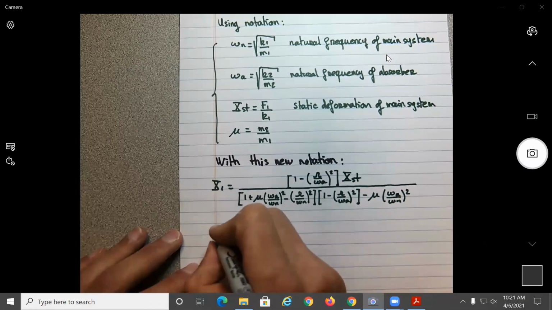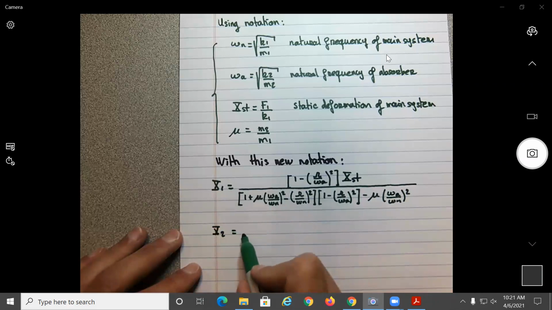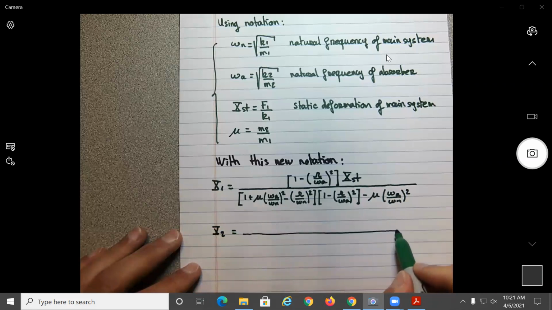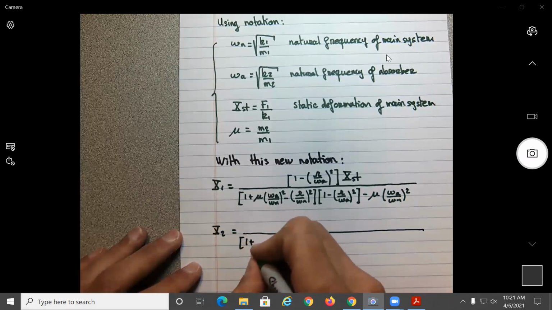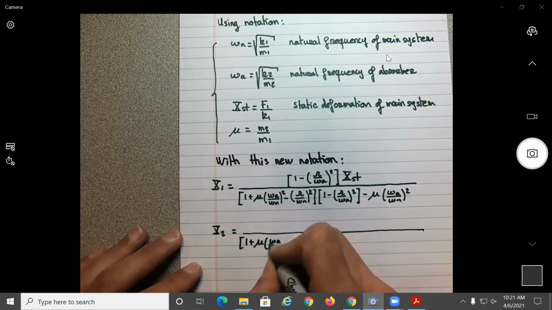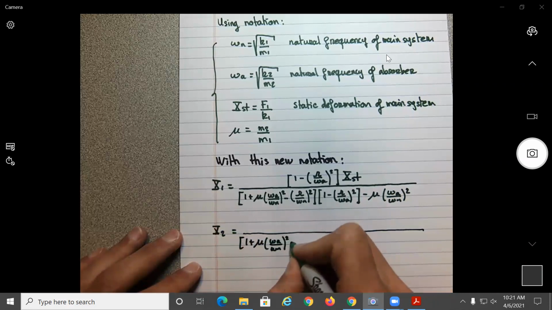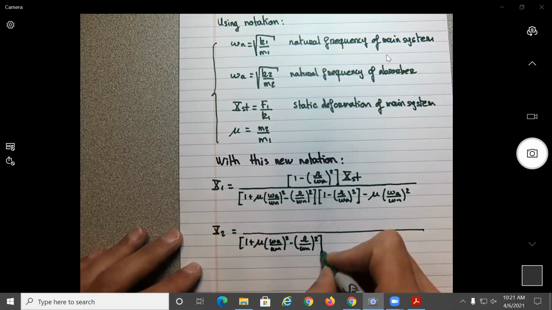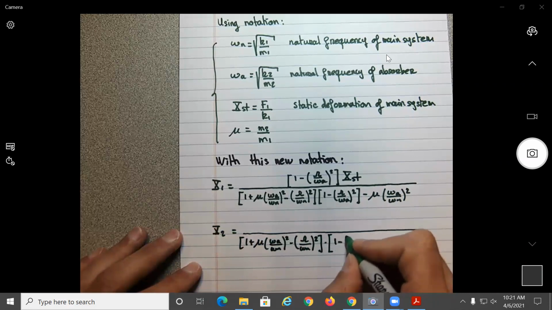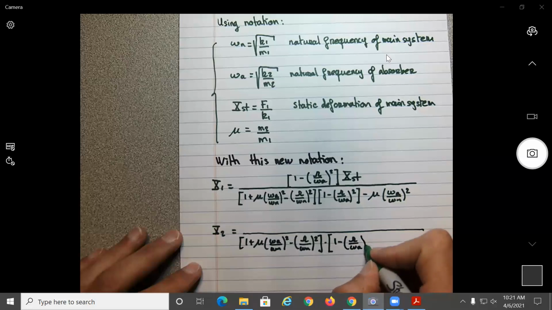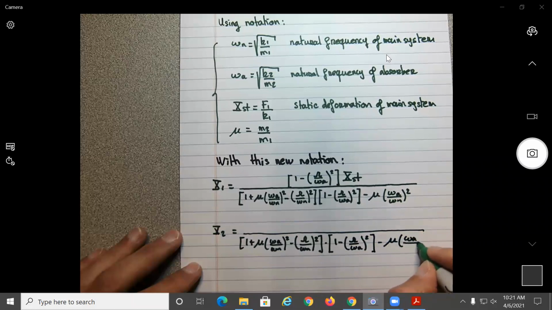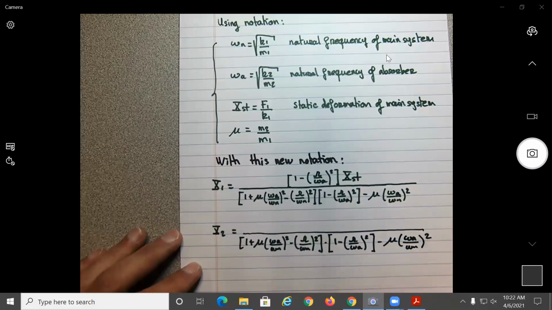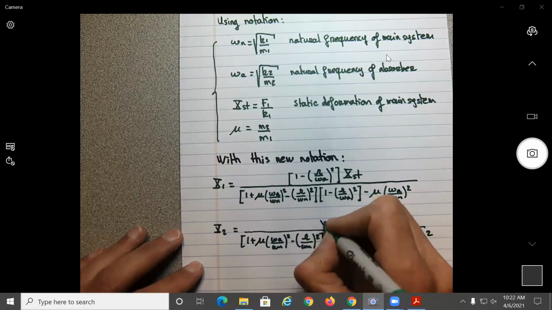And X2, so the denominator is exactly the same thing, you can just copy it, all right, and the top is very simple, it's just the static deflection.